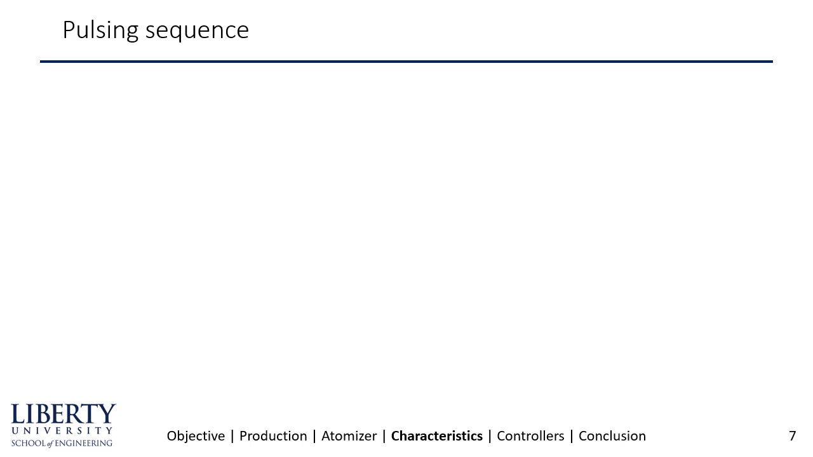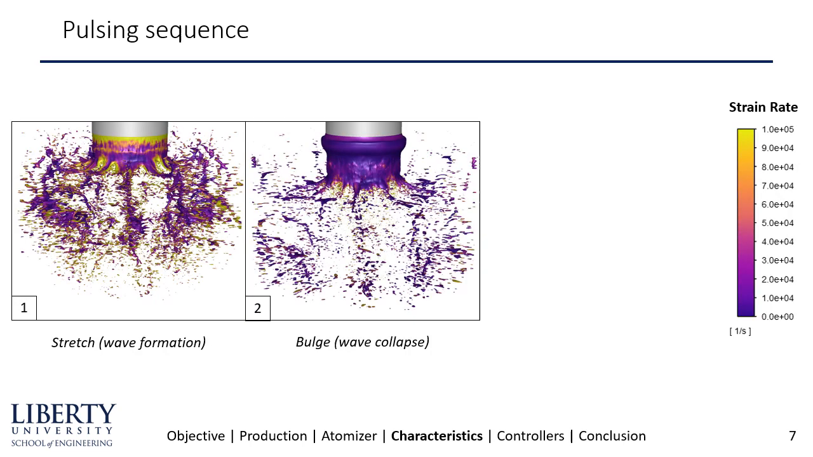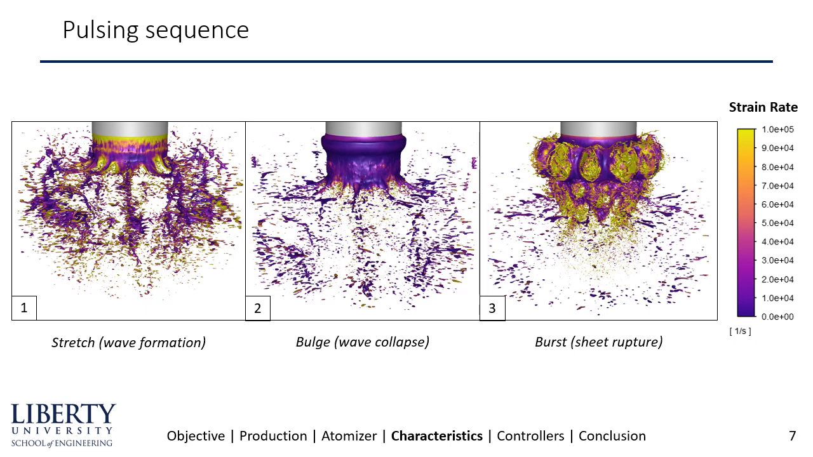Now we'll look at the pulsing sequence with the waves forming inside the nozzle, but from the outside. We break this up into three phases: stretch, bulge, and burst. First, the annular puree sheet stretches down from the nozzle, and this corresponds to wave formation. Second, the wave begins to collapse, and we see on the outside this bulging of the puree as the pressure propagates through the wave. And then finally, the bursting as the sheet ruptures violently.